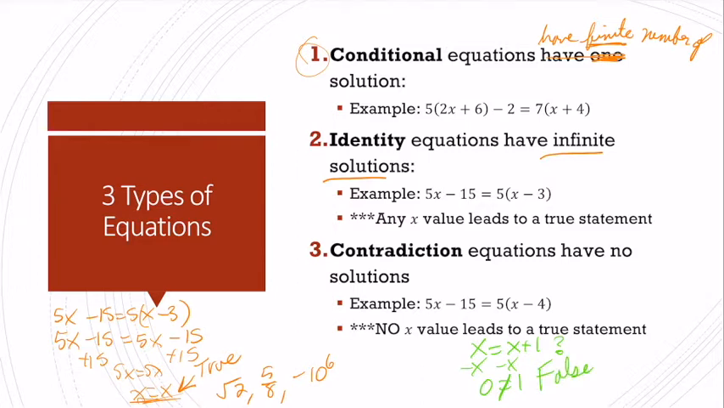So if an equation is an identity, you'll always end up with a true statement. That true statement could be x equals x. It could be 2 equals 2, as long as you get a true statement. If you get a false statement, that means you know you have a contradiction that has no solutions. You can denote it like this.